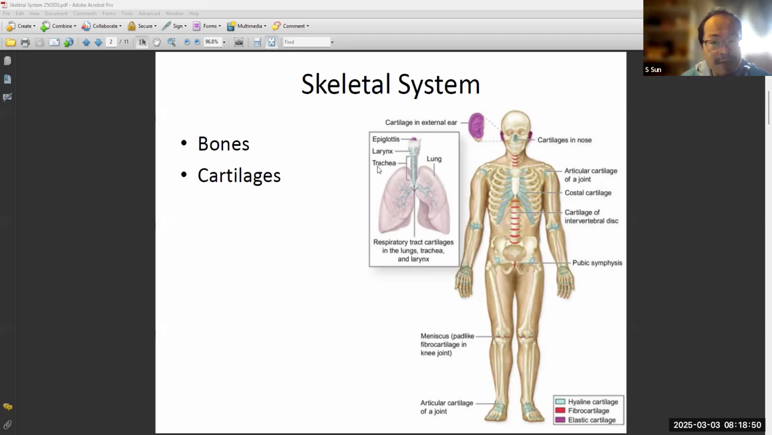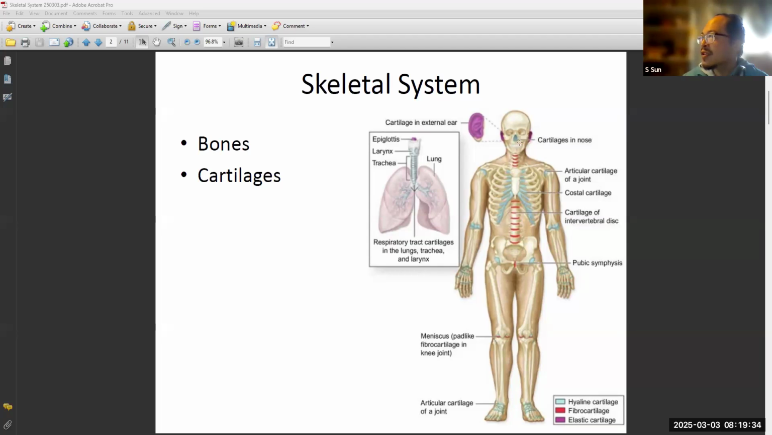What's the feature of the connective tissues? The feature of the connective tissue is that the cells are sparsely distributed, so they are separated away from each other and they are located in a matrix. The matrix is made of collagen proteins, glycoproteins, and proteoglycan, and they hold these cells in the space. So that's that. Here you can see the skeletal system.